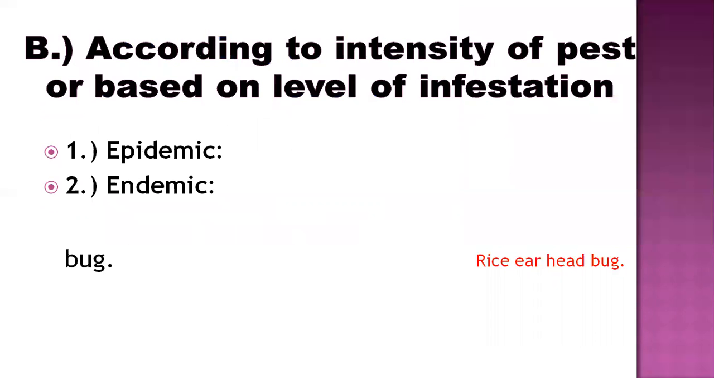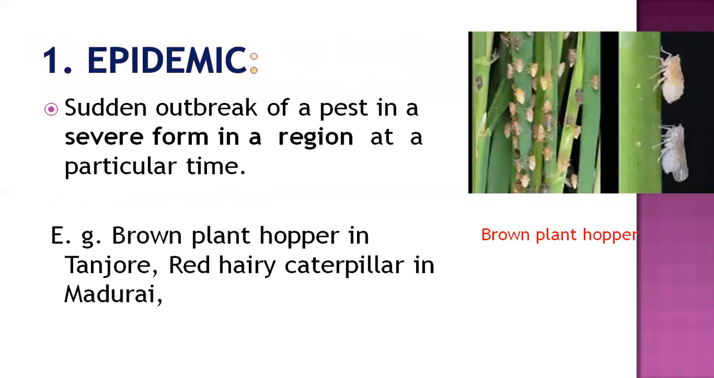Now the second category, based on the intensity of the pest, or we can say the level of infestation. There are two categories of level of infestation. The first one is the epidemic pest and the second one is the endemic pest. Epidemic means what? Suppose in any area or location a pest suddenly occurs in severe form in a region or locality at a particular season, or particular time only.